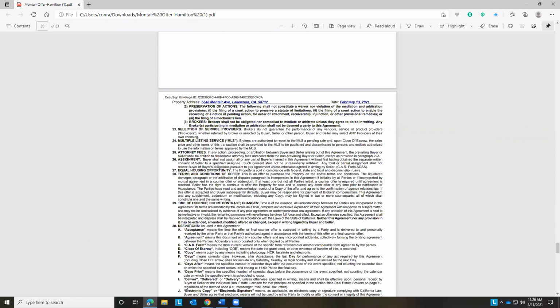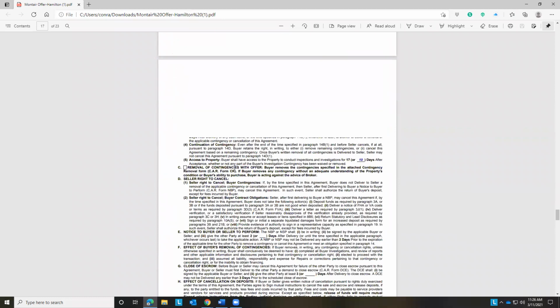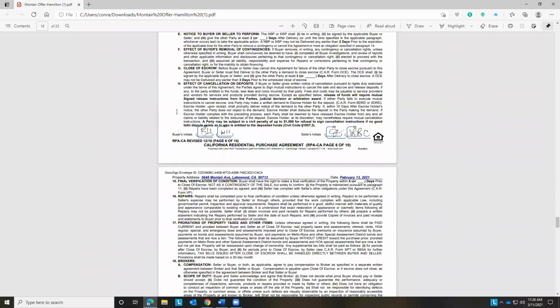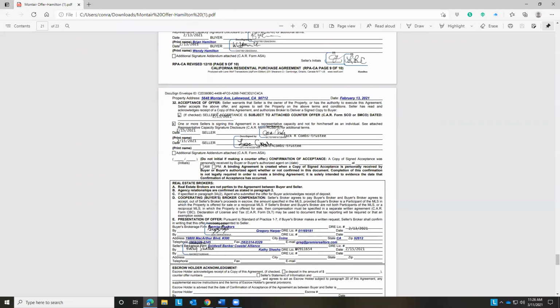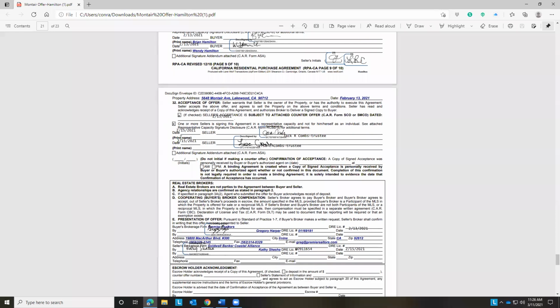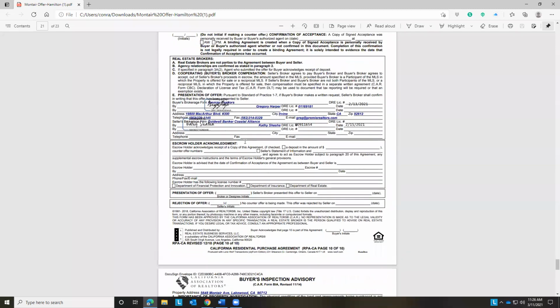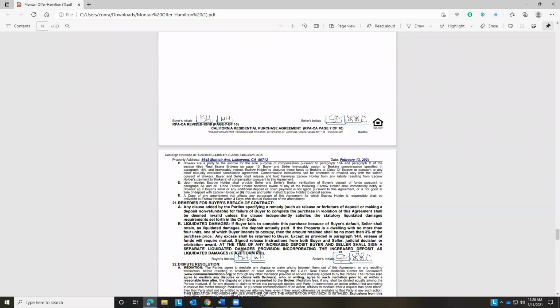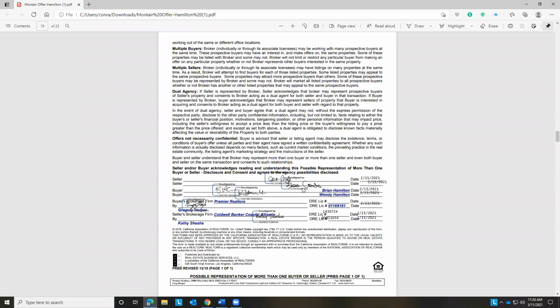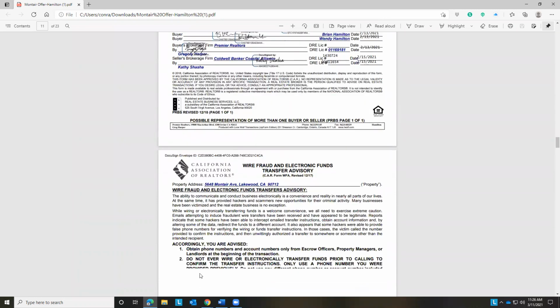The other thing that trips people up, not as much as it used to, if there's a counteroffer, make sure you check here and put the date of the counteroffer. If there's representative capacities, in this case, the seller is, you need to make sure you check the box that says they're in a representative capacity. Okay. I think that is it.